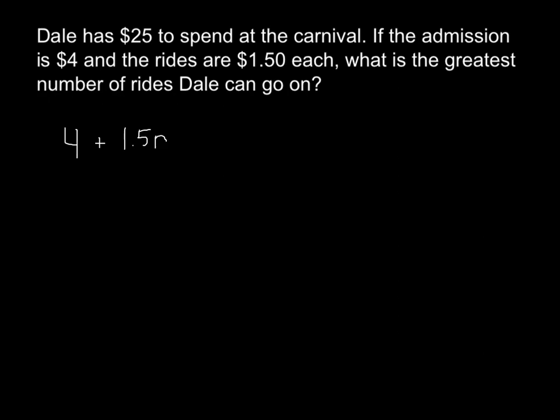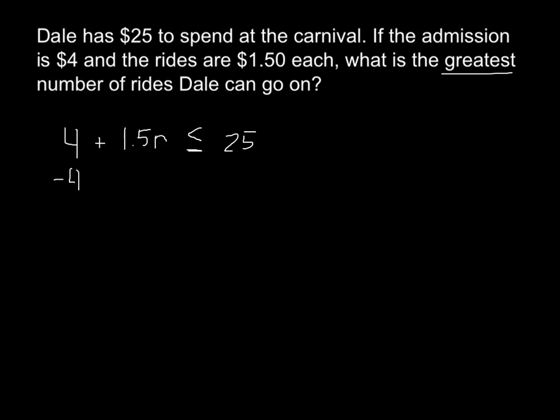Okay, and since this is going to be an inequality, it says greatest number of rides he can go on. So he could spend all of his $25, right? So it could be equal to 25, or it could be less than $25, but it could never be more than $25 because I could never spend $26 because I only have $25. So we need to make sure that whatever he's spending is less than or equal to $25, because that's all he's got. All right, now let's solve this.